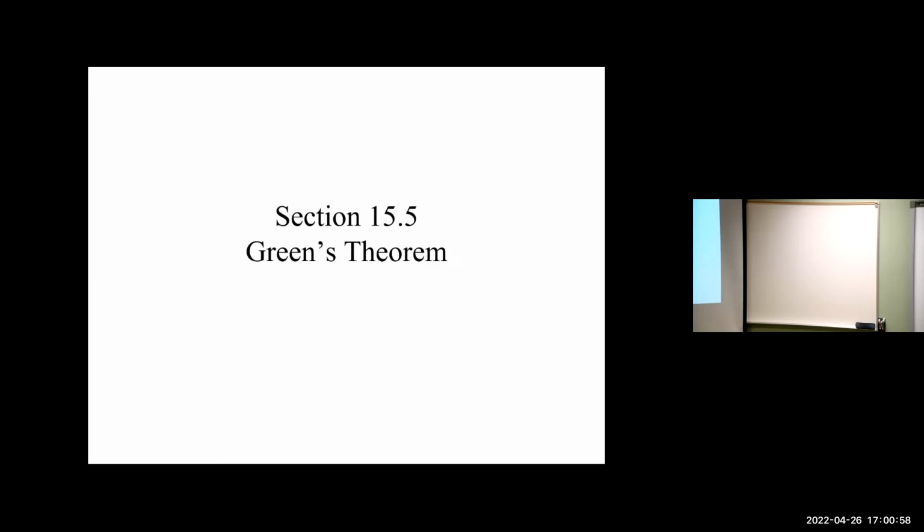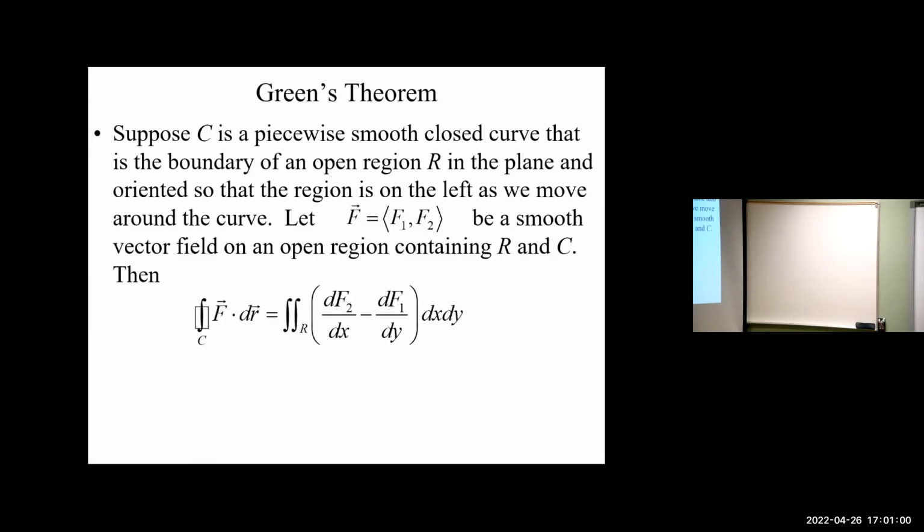It's actually a pretty interesting way of solving line integrals. I'm not going to go into the proof, but you can find a proof in the textbook if you want to check it out. So here's what Green's theorem says. Suppose that we have a piecewise smooth closed curve that is the boundary of a region R, and that curve is our path through the vector field, right?